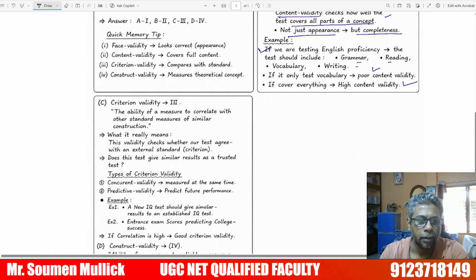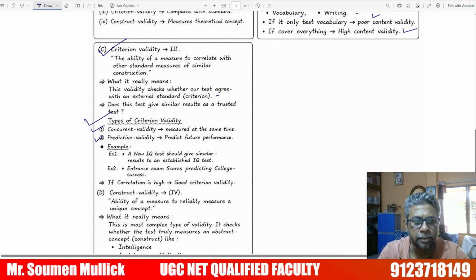C, the criterion validity. Criterion validity is the ability of a measure to correlate with other standard measures of a similar construct. What does it really mean? This validity checks whether our test agrees with an external standard, which is called the criterion. Does this test give similar results as a trusted test? Types of criterion validity: concurrent validity and predictive validity.